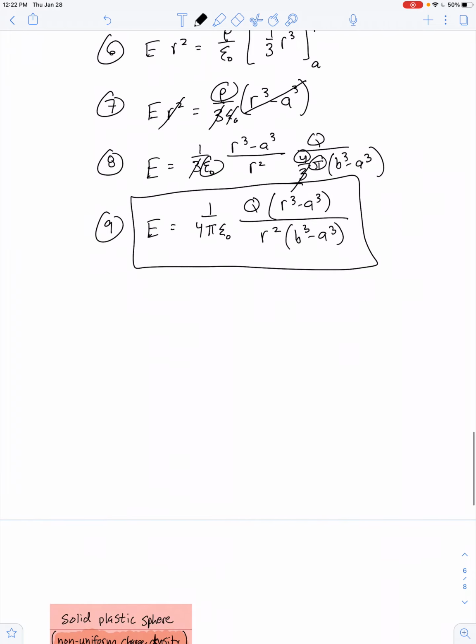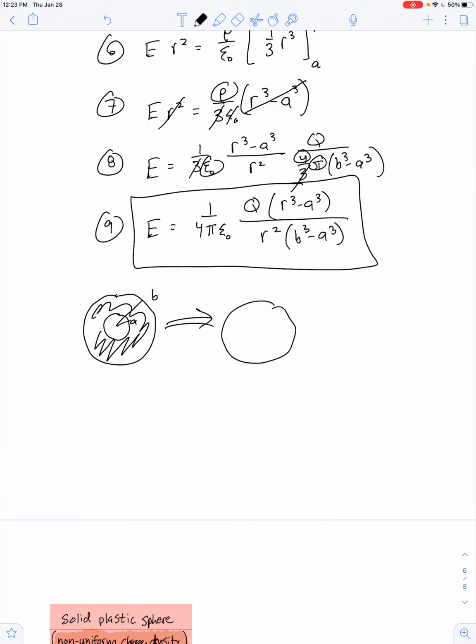Looks a little complicated, but let's see if it makes sense. Now, we're talking about a hollowed plastic sphere, inner radius A, outer radius of B. But what if we want to compare that to a solid one for which we already found the result at points inside of a solid one? We found that E should be equal to 1 over 4 pi epsilon naught Q times r over capital R cubed. Well, is that what we get?